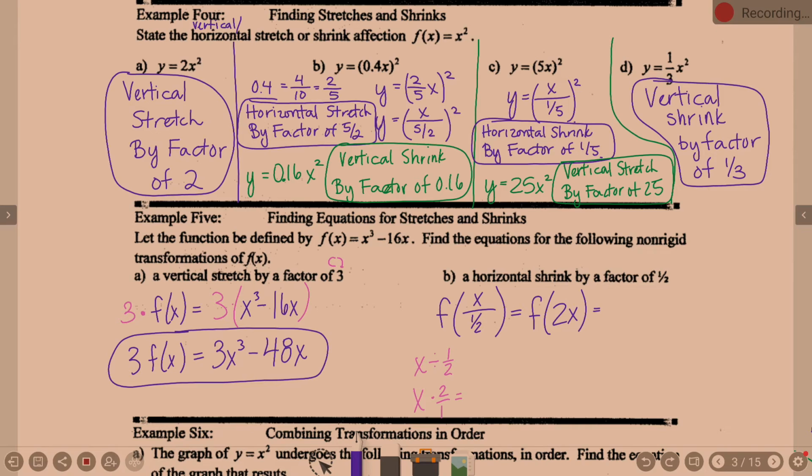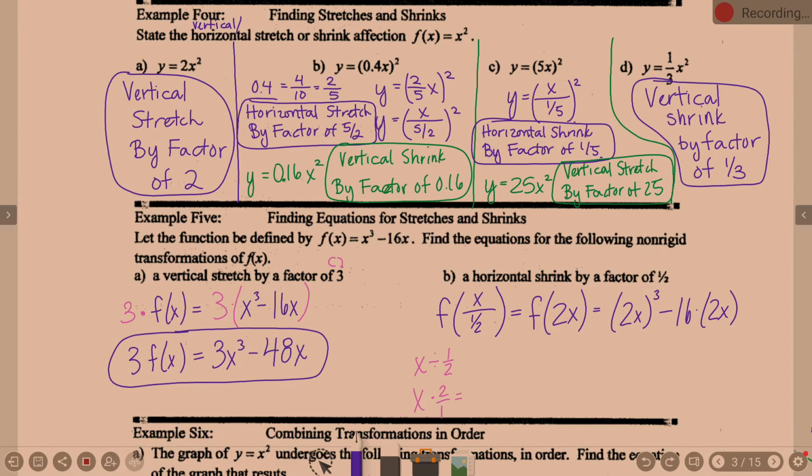And keep in mind, it's that whole stretch versus shrink thing. So instead of x cubed, we're going to be doing 2x to the 3rd. In other words, every place I see x, it's now a 2x. Instead of doing minus 16 times x, it's minus 16 times 2x. Okay?